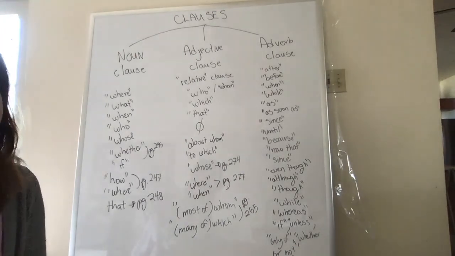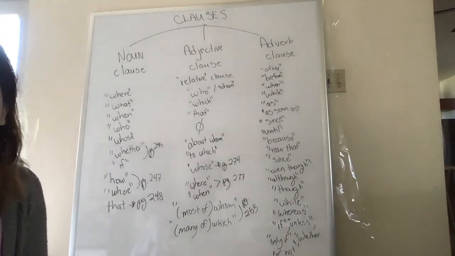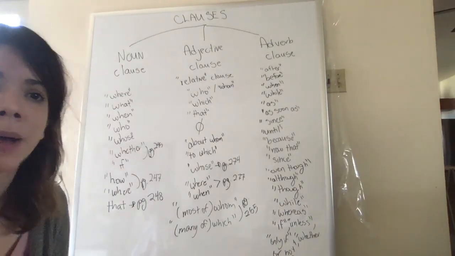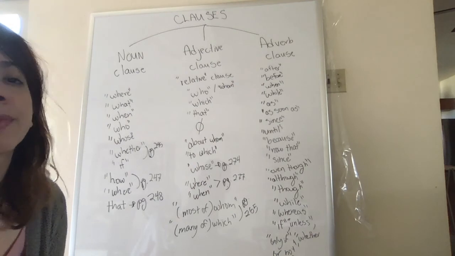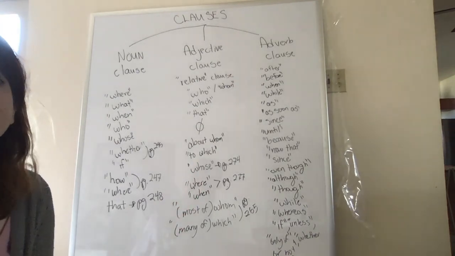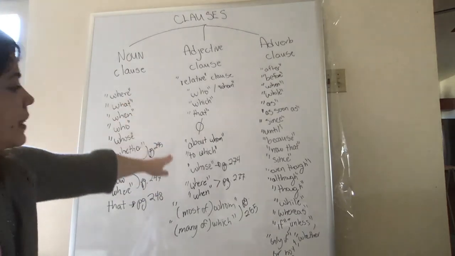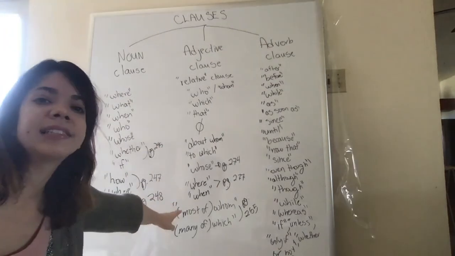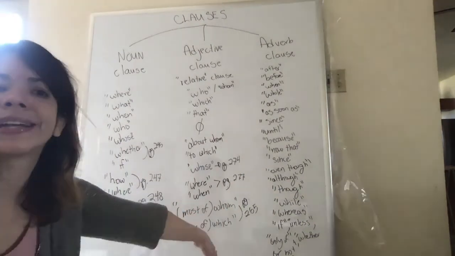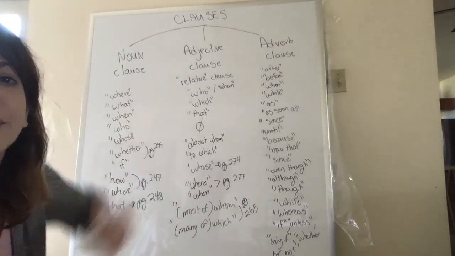So again, these are some of the words, but what will help you in the end identify them is doing practice problems and seeing where you could find them and where you wouldn't, okay? And remember that in adjective clauses, we can also have adjective clauses of quantity. So most of whom, many of which, to describe a noun, okay?